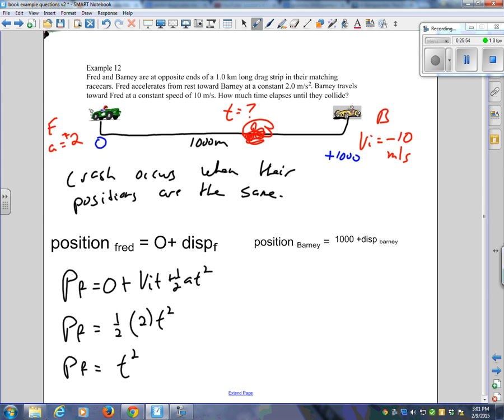Fred's position is position 0 plus his displacement, which is v_i t plus 1/2 a t squared, and his initial velocity is also 0, so I've got two zeros plus 1/2 a t squared. The acceleration is 2, so it's just t squared.